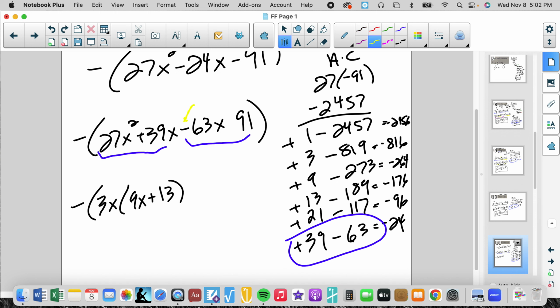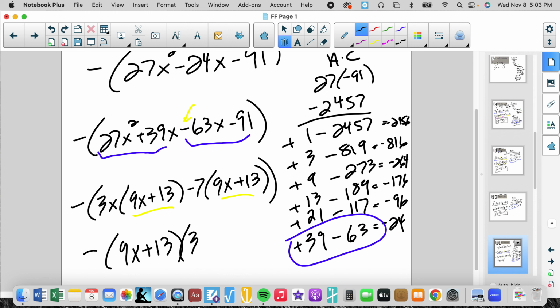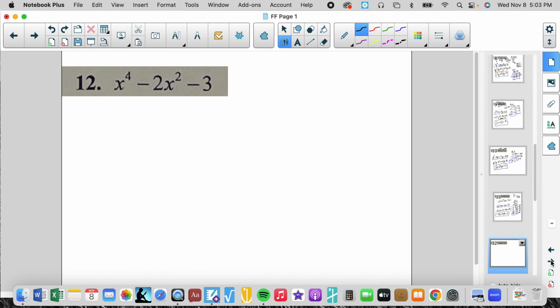First term is negative. They're going to throw all the wrenches at you. Negative, what goes into 63 and 91? 7. If we factor a 7, we get 9x, and that's got to be minus, sorry, so that's going to be plus 13. Did I do it right? Yes, because these are the same. 9x plus 13, 9x plus 13, so you have a negative. Let's pull out the 9x plus 13, and that leaves you with 3x minus 7. Wowzers. That's a big one.